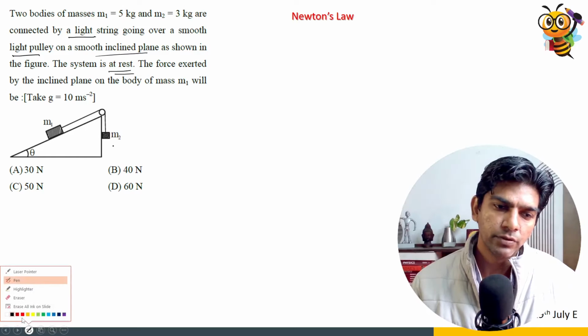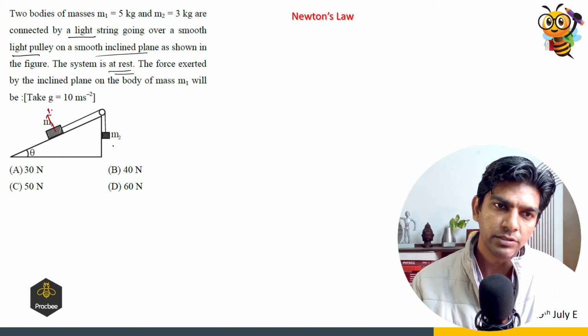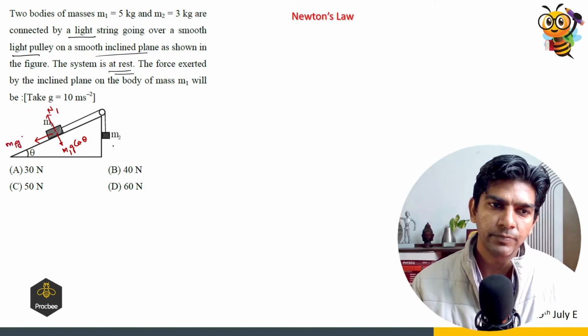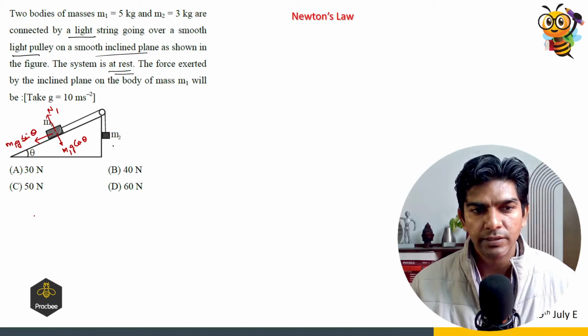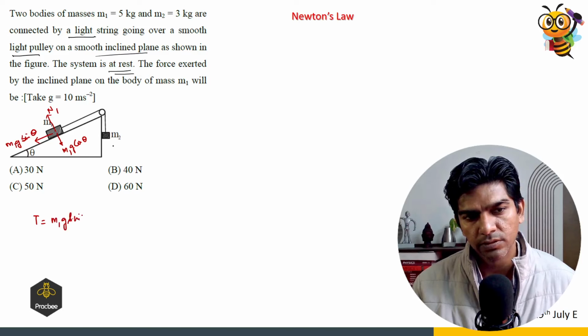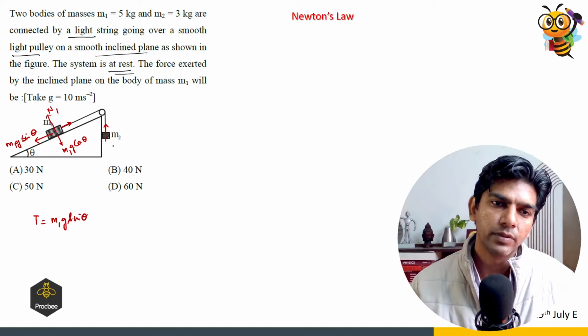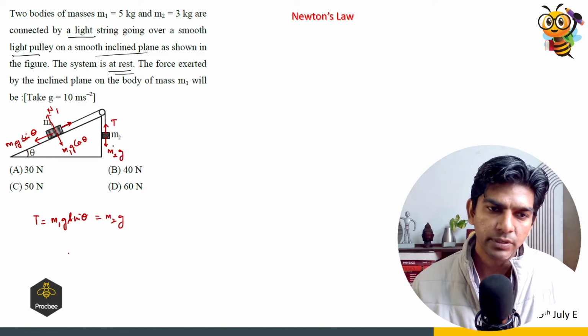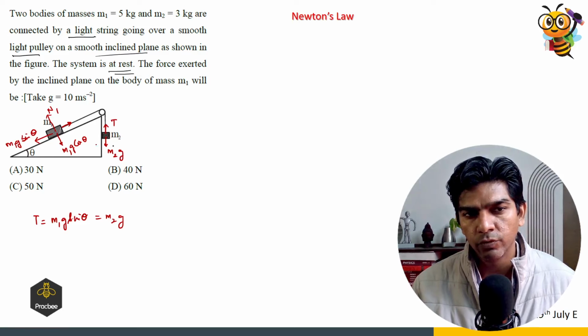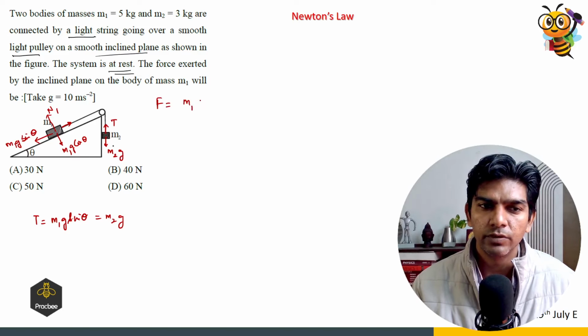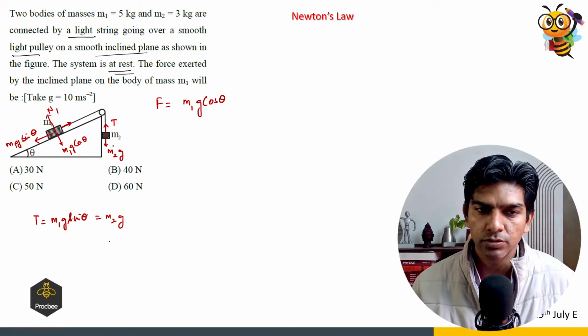So if I show the forces on m1, we have normal reaction in this direction. Let me call this N1. There will be a weight component which will be m1g cos theta, and there will be a weight component along the inclined plane which is m1g sin theta, right? So we can say tension will be equal to m1g sin theta, because tension is acting up the incline on this block. Similarly, tension is acting in the upward direction on m2 and the weight is in the downward direction. So this is also equal to m2 times g. Since theta is not given to us and we want to find the force exerted by block m1 on the inclined plane, that force will be m1g cos theta, so we have to find the value of theta.